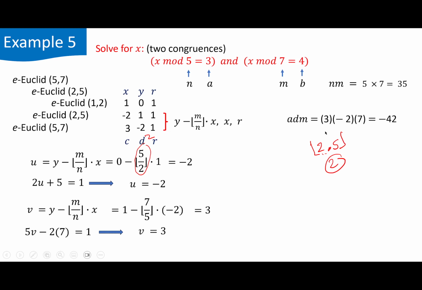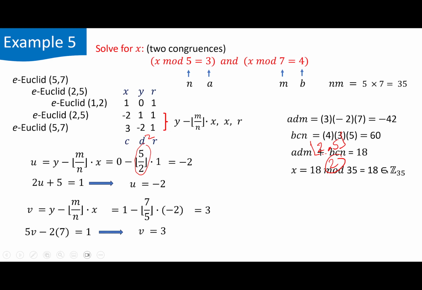And m is 7, you get minus 42. B, C, N: B is 4, C is 3, N is 5. You get 60. So now you have to add them. You add these two, you get 18. X is equal to 18 mod 35. What's 18 mod 35? It is 18.